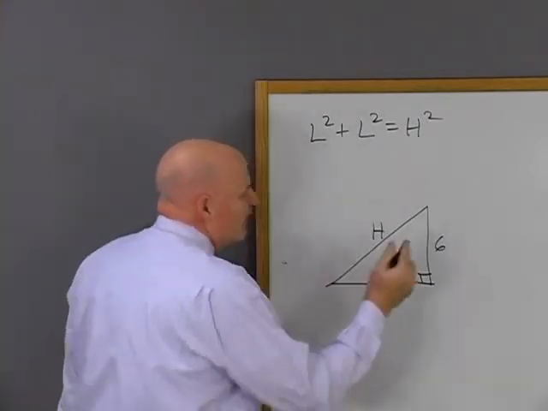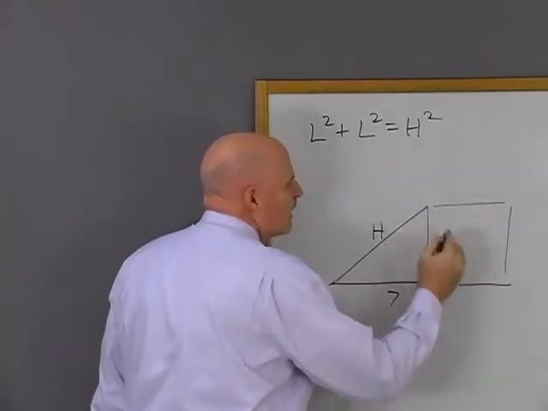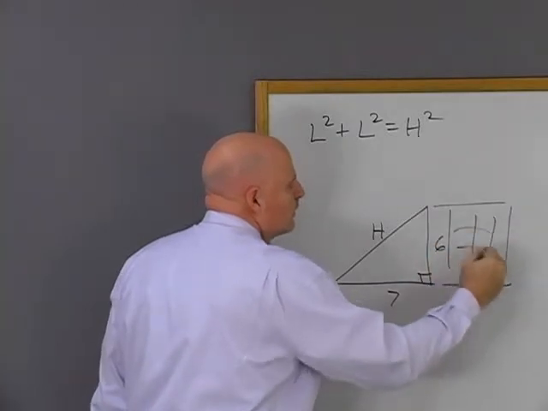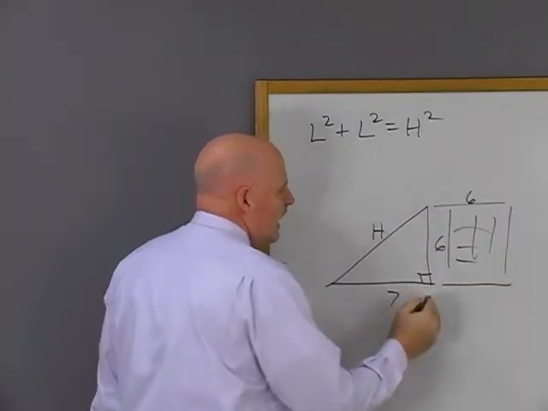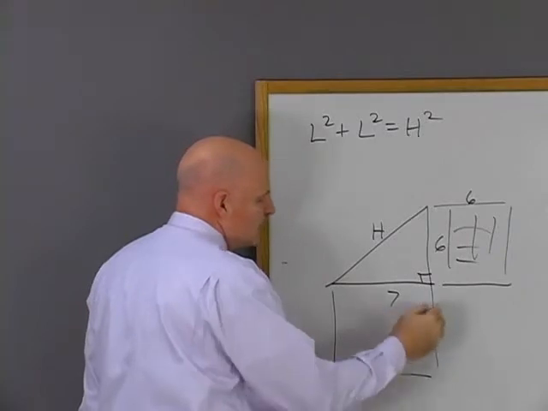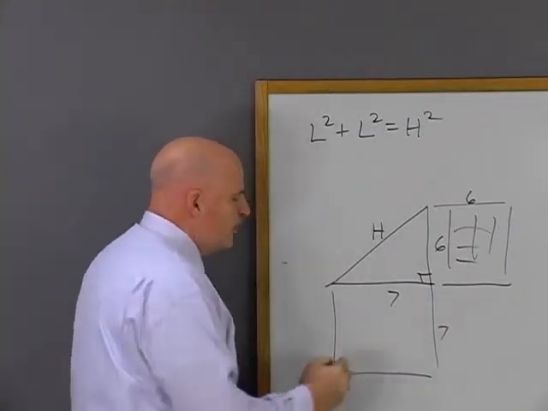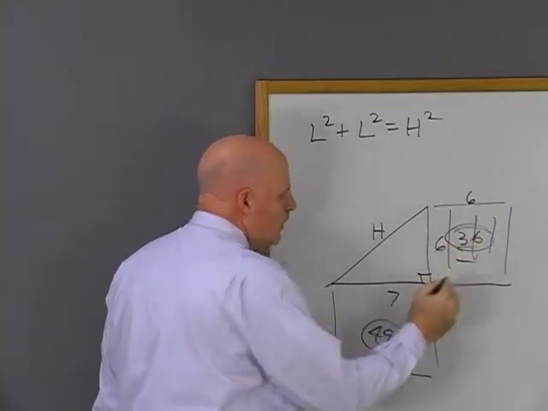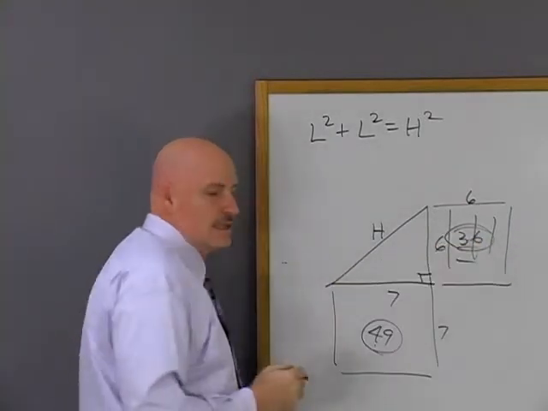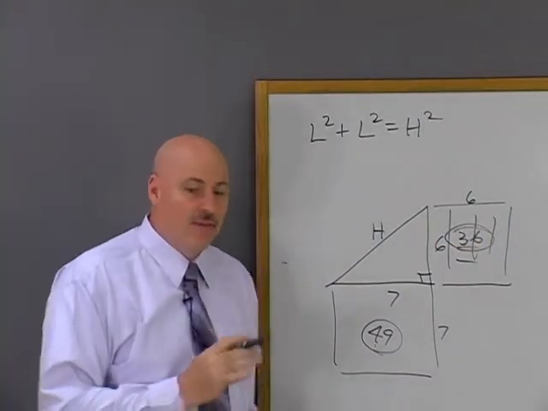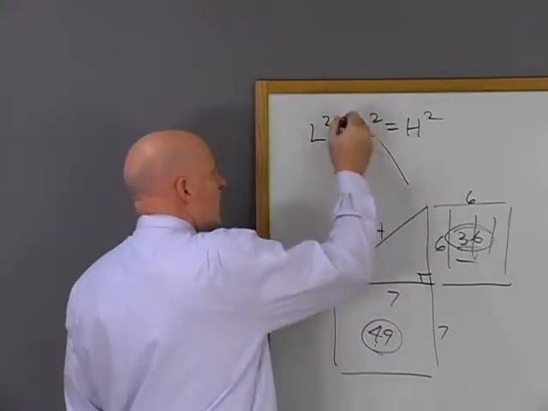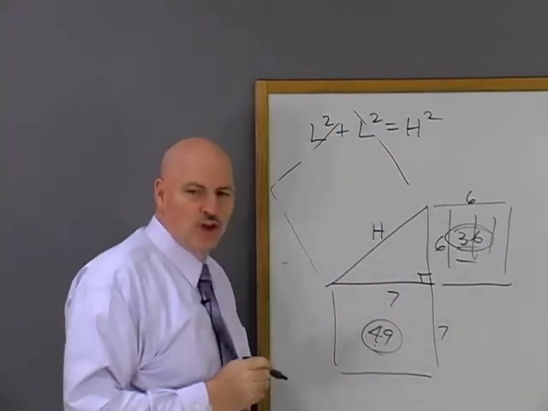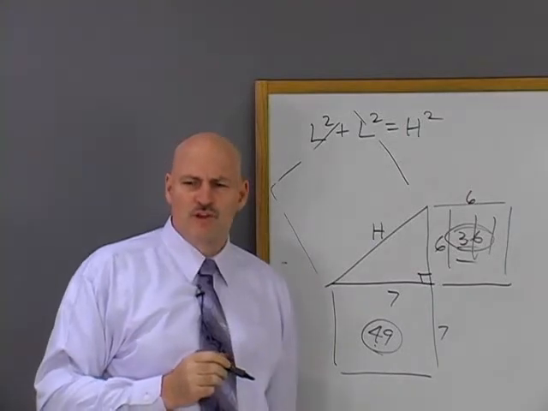Let's just think of it. If you were to make a square that was 6 by 6 and make another square that was 7 by 7, you'd have 49 in here. You'd have 36 in here. What's 49 plus 36? 85. And if you were to put this in a square and see what you could come up with, what do you think you'd get close to?